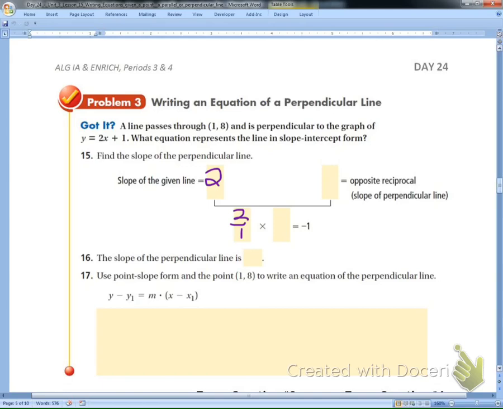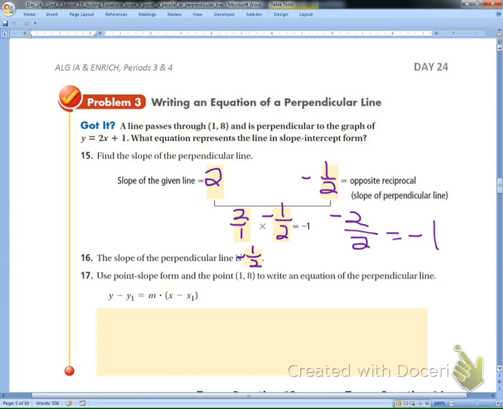The perpendicular line has to have the opposite reciprocal, because if you multiply 2 times -1, you get -2, and 2 times 1 again is just 2, which equals -1. So their opposite reciprocal would have to be -1 over 2. The slope of the perpendicular line then is -1/2.